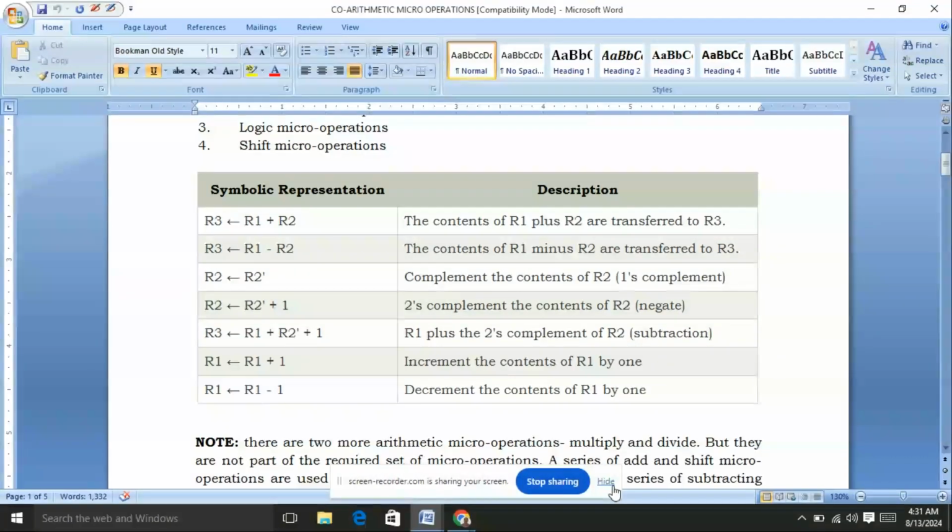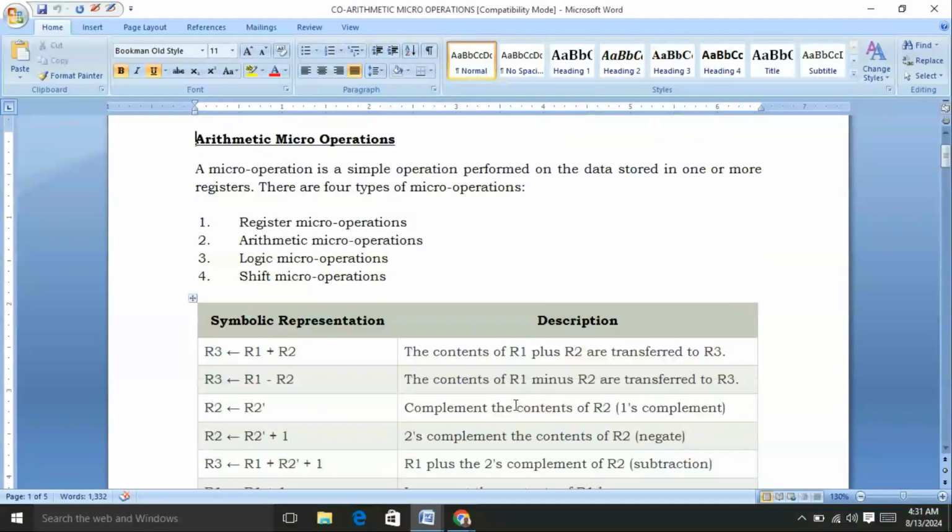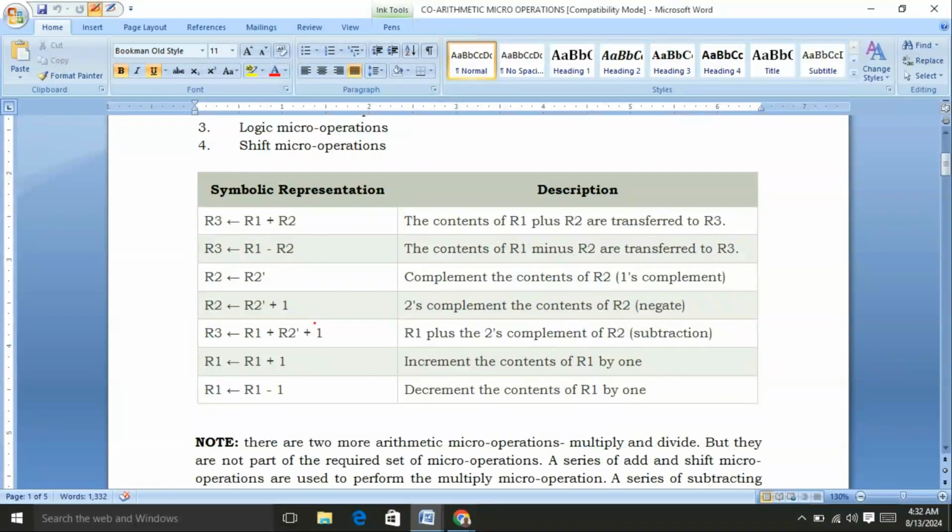Friends, in our previous video we discussed what micro operations are and their types. Now we are discussing the arithmetic micro operations. Because this is a lengthy concept, I am going to divide this video into 2 to 3 parts. Here I am going to list the different arithmetic micro operations. Please write carefully.